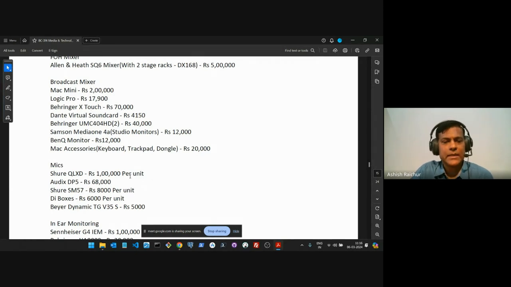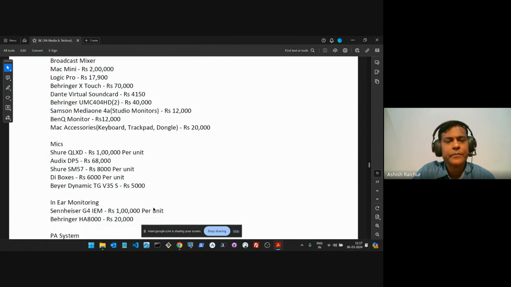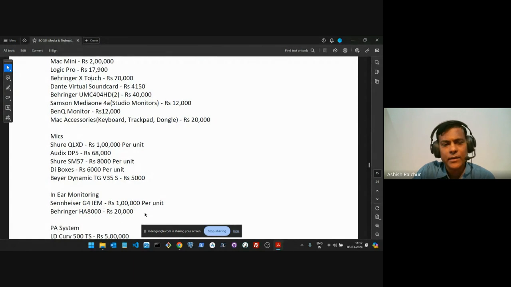Right. So this is kind of the general picture. Now, I don't know the exact number of each mic that we have, but this is the cost per unit of these mics. Similarly, for these in-ear monitors, there is a cost per unit. I don't know, probably we have 5 or 6, so I don't know how many people have these in-ear monitors being used, but we have different units of this.